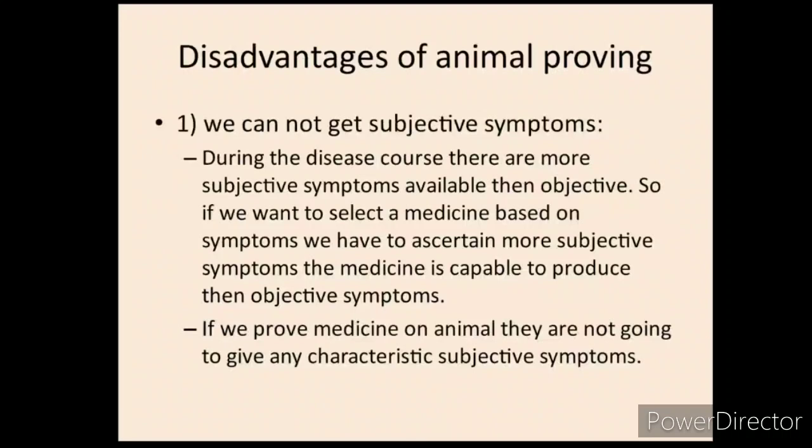So let us discuss the disadvantages of animal proving. The first, we cannot get the subjective symptoms. We all know that the subjective feelings like mental state, mental activities and physical sensations are most important in our homeopathic prescription. So in animal proving, we are not going to get any subjective symptoms as animals cannot express them.